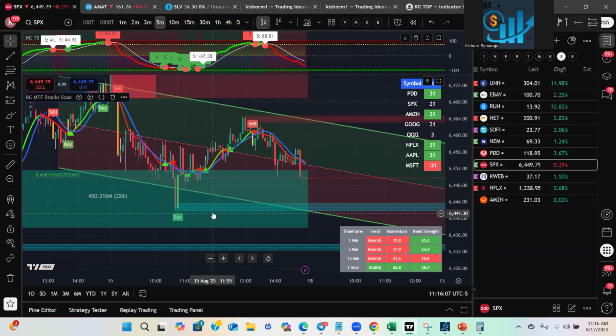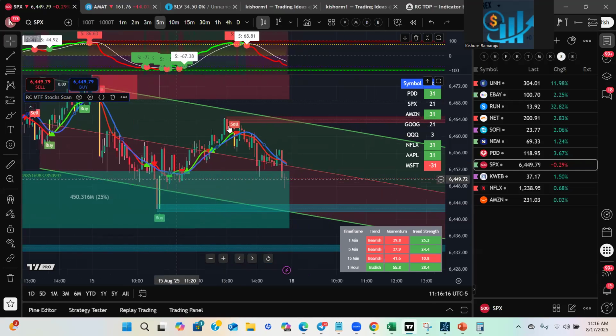It came to the bottom of the channel. There is a strong support here. If it came to the bottom here, then you can do a bull put spread. Again, now it went all the way to the top. Then you have a strong resistance.